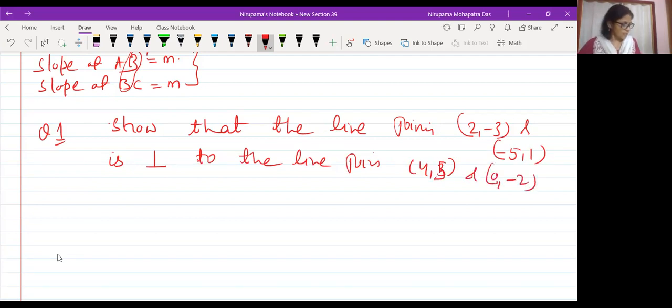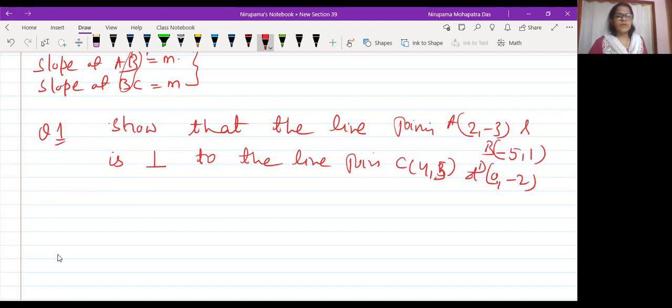Okay, so when two lines are perpendicular, it means the product of their slopes is -1. So here you may write your A, B, C, D.